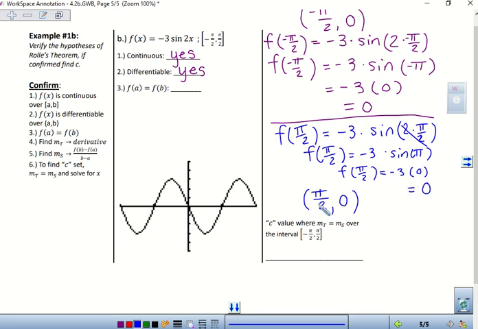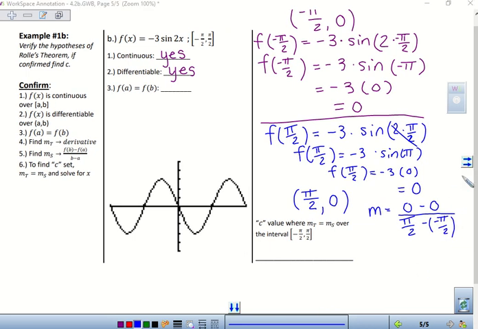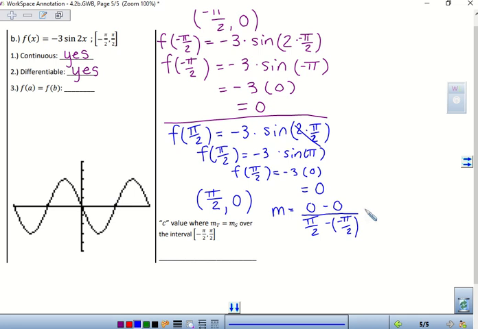Alright, so is everybody good how we got these points? Now we have to find the slope between the 2 points, so m equals 0 minus 0 over pi over 2 minus a negative pi over 2. We don't really care what the bottom is, because what's the top? 0. We only mildly care because as long as it's anything except for 0, right? If it was 0, that would be bad, but it's not, so that's fine. So we know that the slope is 0.